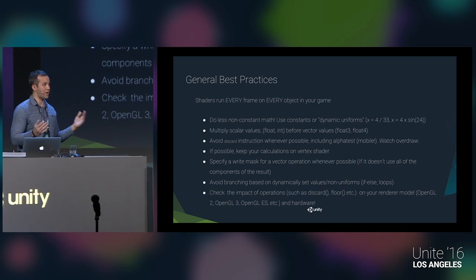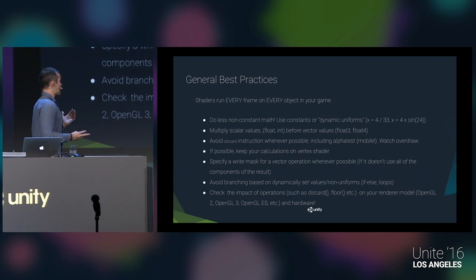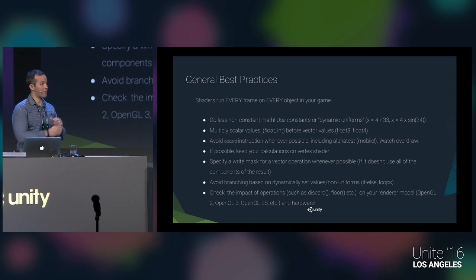Avoid branching. You guys have probably heard this one. Don't branch, especially on dynamic values that are going to change from one shader operation to the other, or from one vertex to the other. You can have some branching in your code, it's OK, but it is especially dangerous if you are branching on values that are changing every frame, because that basically ruins branch prediction on the GPU.